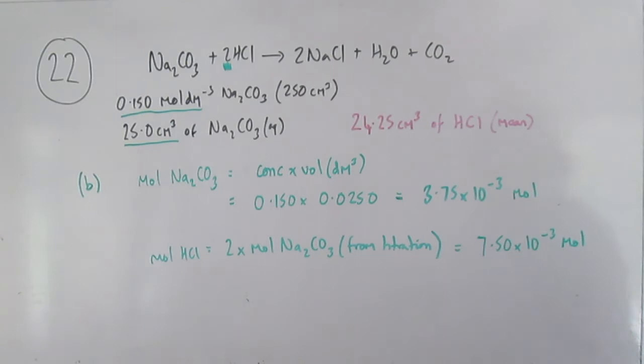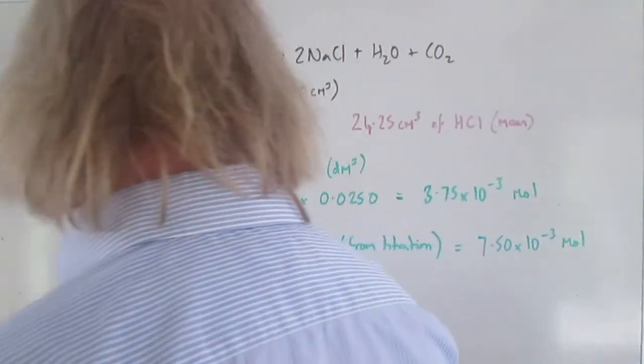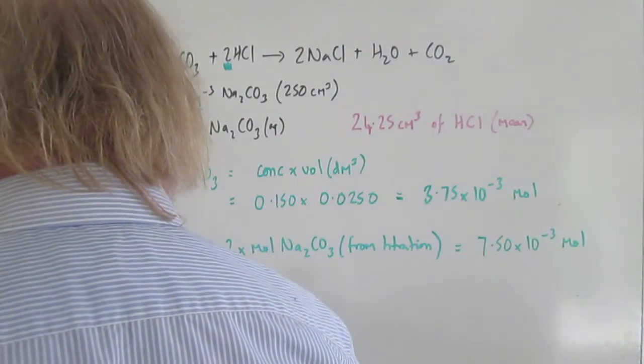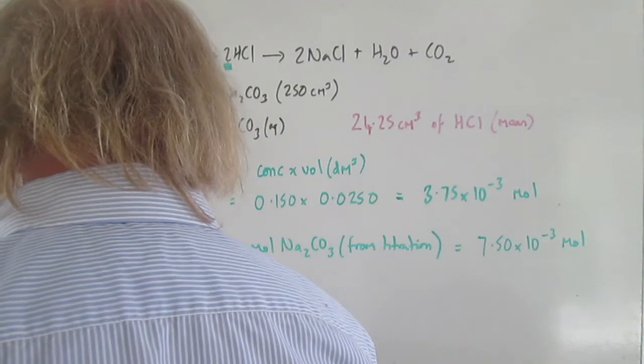Okay, so now we know the moles of HCl, but it wants the concentration. So that's actually easy, because we just get that concentration is equal to moles over volume in dm cubed.